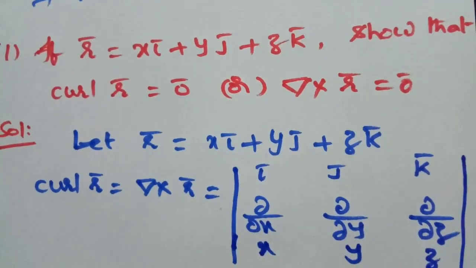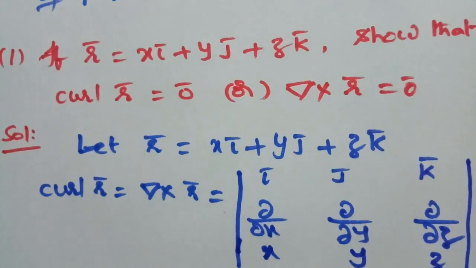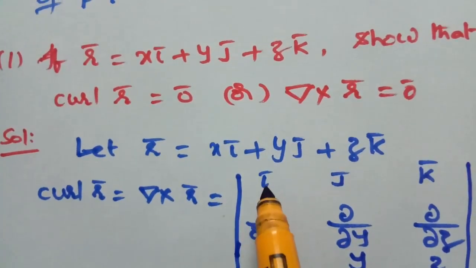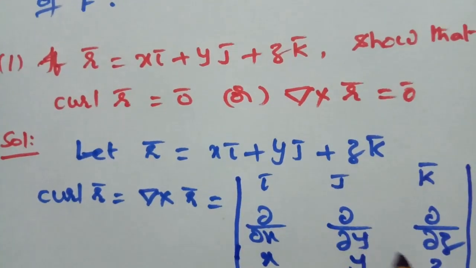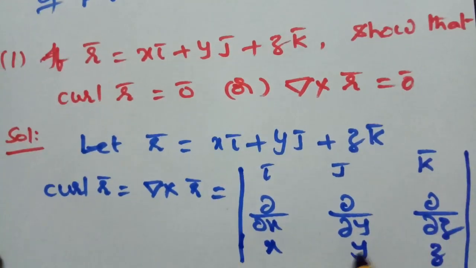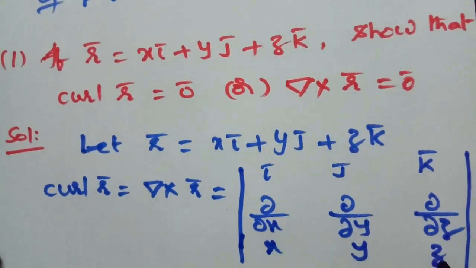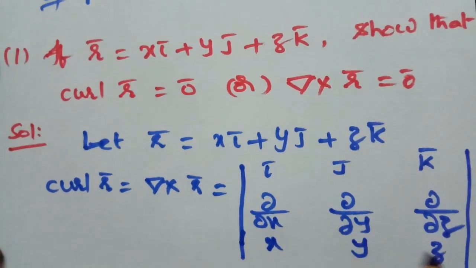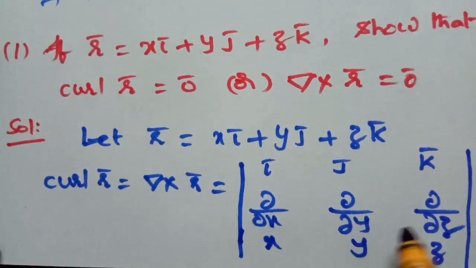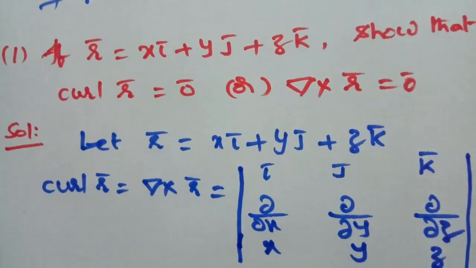You know how to evaluate a 3 by 3 determinant. So i bar into, by deleting first row first column, multiplying these two quantities, this one minus this one: dou by dou y of z minus dou by dou z of y. The partial derivative of z with respect to y is 0, and the partial derivative of y with respect to z is also 0.